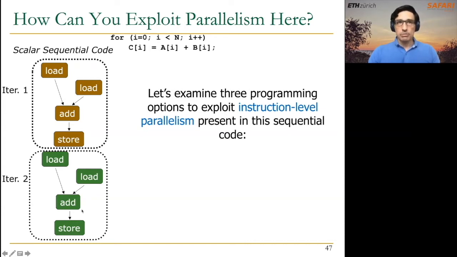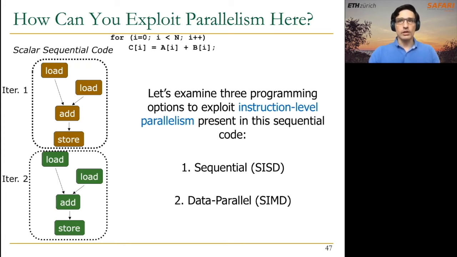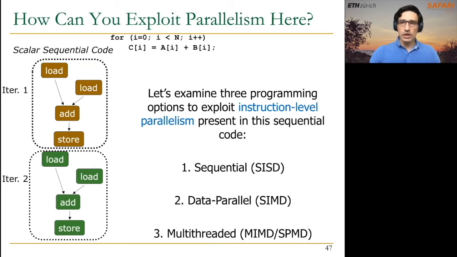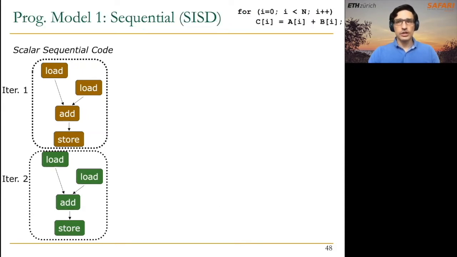When we express the parallelism that this code has, we can start with the very simple, easiest way, which is just writing sequential code in a C style. Or we can directly write parallel code using vector instructions in a SIMD manner, or we can use multiple threads, like, for example, OpenMP threads, in order to express this code in a multi-threaded manner. So let's start with the first of the programming models, the sequential programming model.